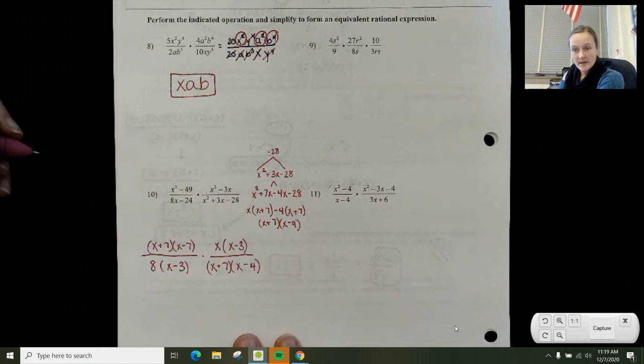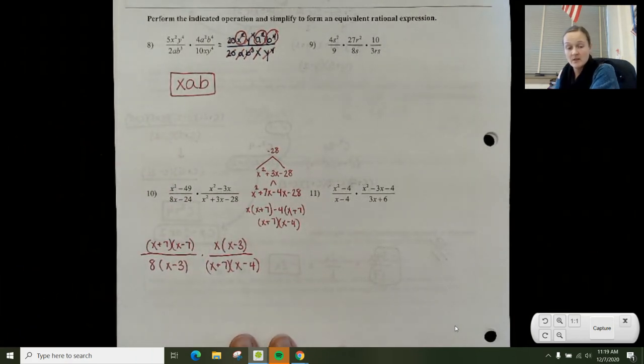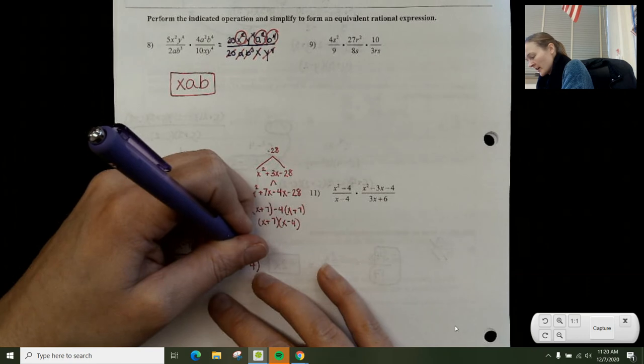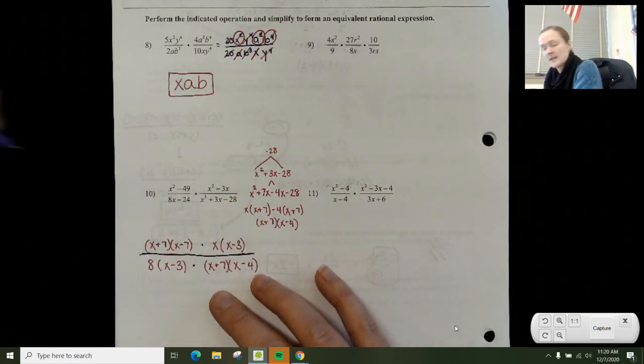Now at this point, everything on the top would stay on the top, everything on the bottom would stay on the bottom. So I can go ahead and anything I see on the top, I can cancel out with anything on the bottom because those are like factors that are top and bottom. Because what would happen here is this would create one big fraction, this times this times this.